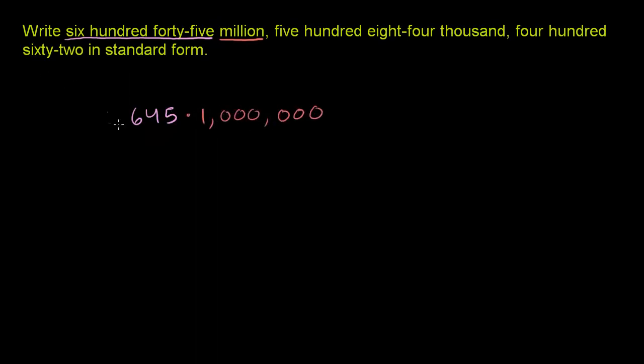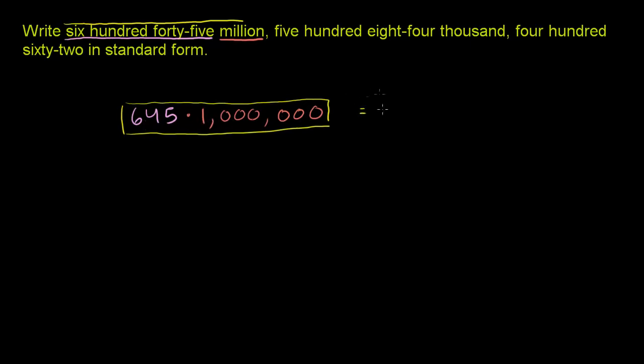So this piece right here is 645 million. And what is that when we write it out? If we were to multiply this out, it would be 645 times this 1 with 6 zeros behind it. So this is equal to 645, and then we have our 6 zeros. 1, 2, 3, 1, 2, 3. That's just this part of the number.